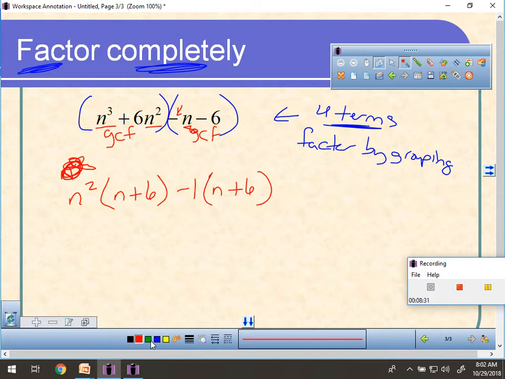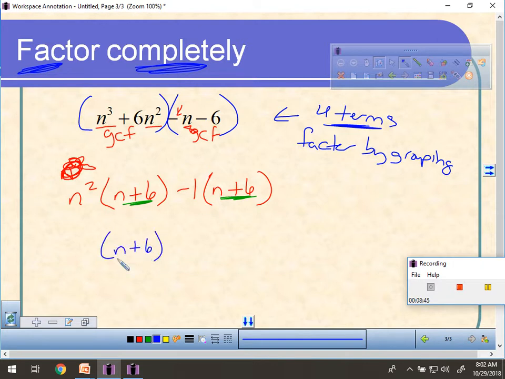Remember, with this problem, you can always tell if you did it right, because these two things right here should be the same thing. They should match up. And they are. n plus 6 is in both of those parentheses, which means when I factor this, what's in parentheses, that's one of my factors.